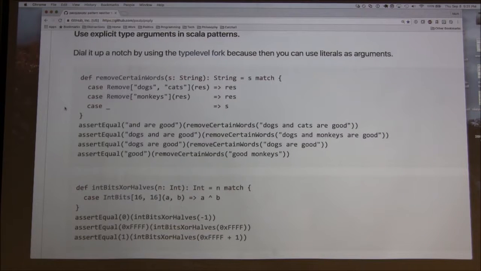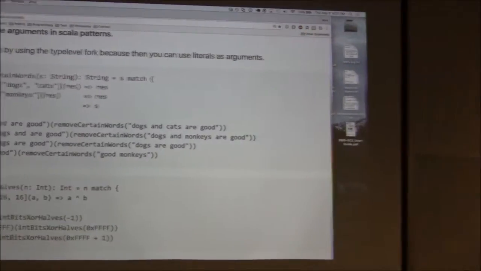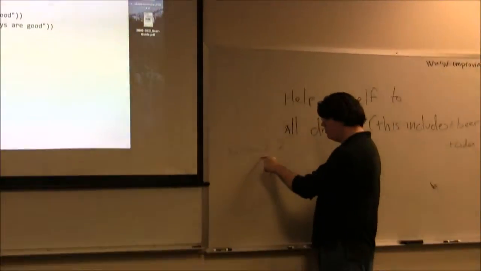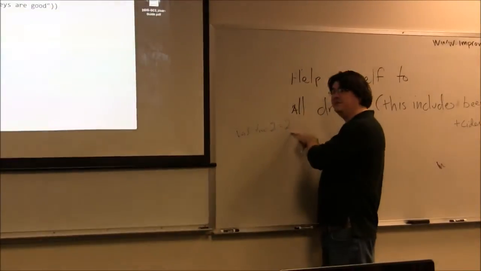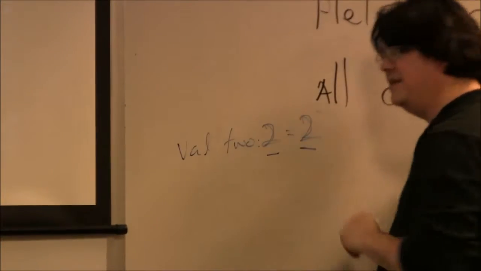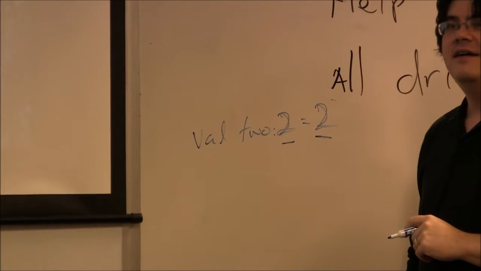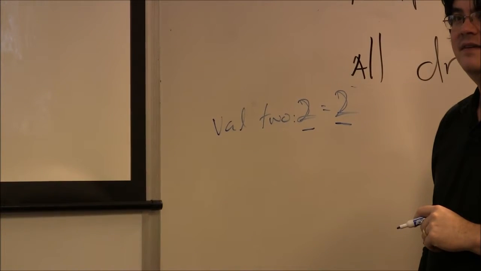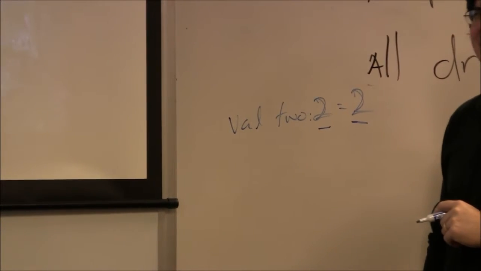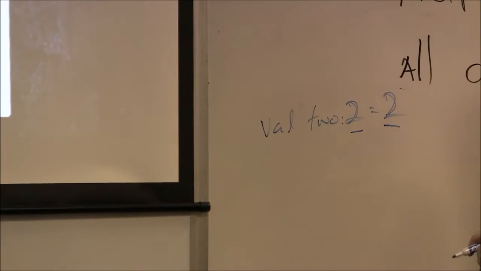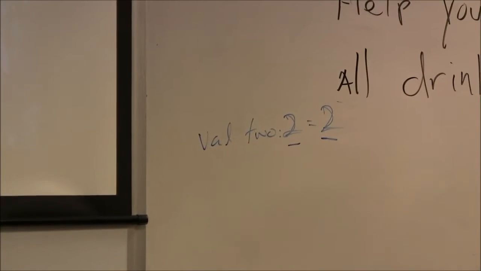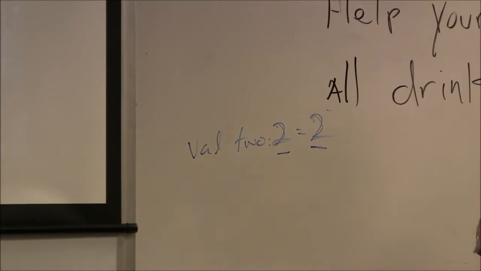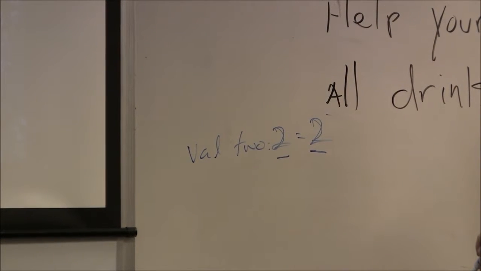I can write this in Dotty. val two: 2 = 2. The type is 2 and the value is 2. Okay. Can you put 3 on the right side? No. Well, actually, today you can. It's a bug. Oh, okay. So why would you put equals 2 then? Why wouldn't you just leave it off?